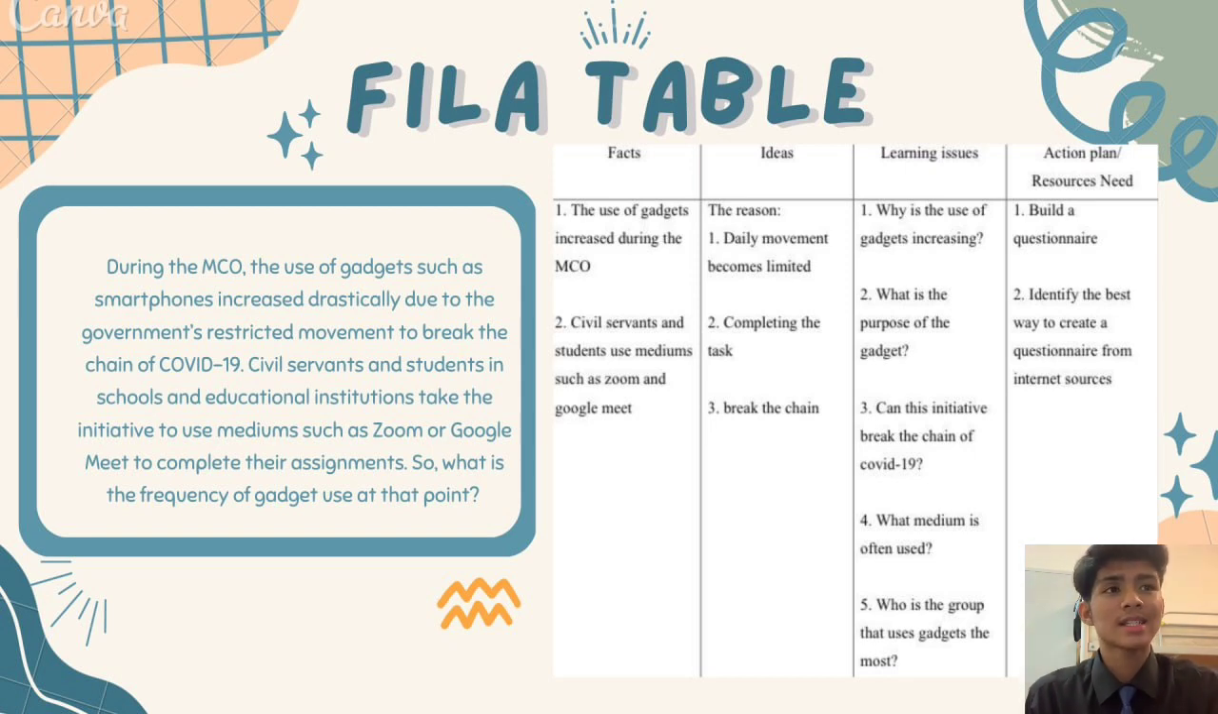So for the last one, the action plan. What can we do to solve these questions? For the first, we build a questionnaire and then identify the best way to create a questionnaire from internet sources.